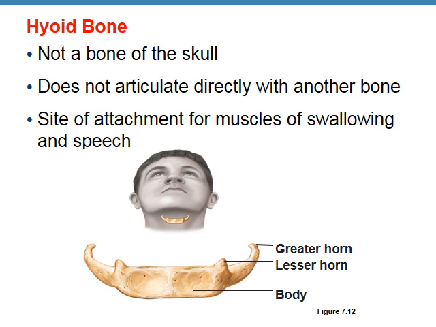So now we move on to the hyoid bone. The hyoid bone is not a bone of the skull. It does not articulate or join directly with another bone. It's actually kind of a free-floating bone. So it sits right here underneath the mandible, and you're going to see muscles attached that are necessary for swallowing and speech.